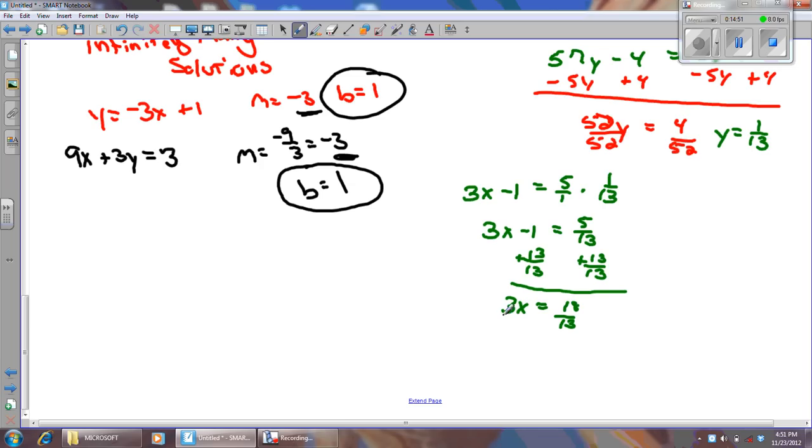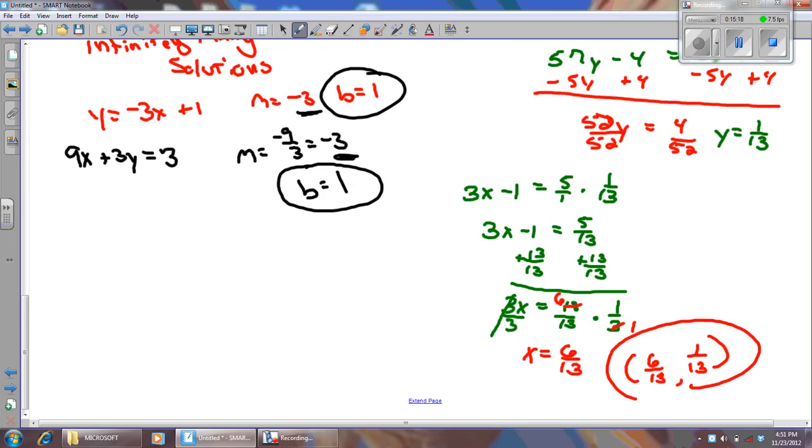I'm going to divide by 3, which is the same as multiplying by 1/3. Those will cancel. 3 will go into 18 6 times, so x will equal 6/13. Well, I guess that's not so bad. So the x-coordinate is 6/13, just less than a half. And the y-coordinate is 1/13, which is a pretty small amount. All right, there we go.